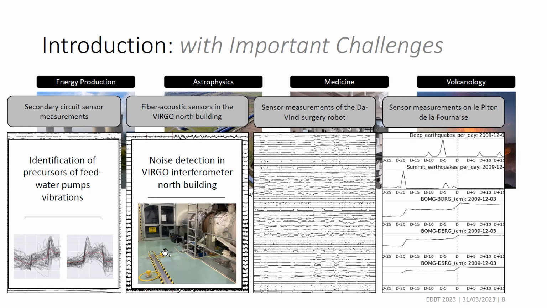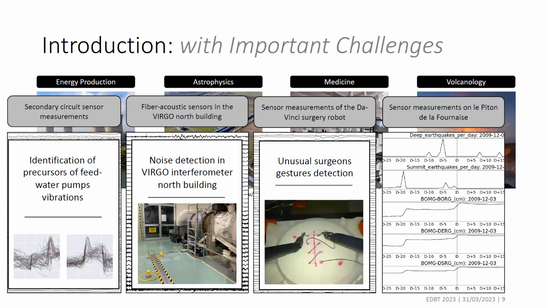Here, this is the north building of the Virgo interferometer. This is a fiber that measures the data. And then we want to detect every kind of noise in here. So the engineers monitor everything, and when there is a noise, they try to detect it and make sure that it doesn't interfere with the experiment and the detection of gravitational waves.